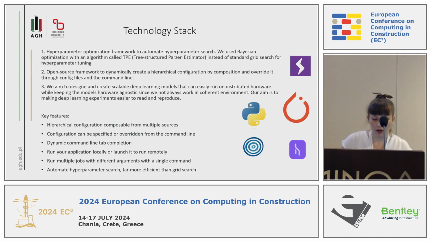And going to the technology stack, we use three main approaches. The first is a hyperparameter optimization framework to automate hyperparameter search, and this framework uses Bayesian optimization instead of standard grid search for hyperparameter tuning. The second thing is that we use an open source framework to dynamically create a hierarchical configuration by composition and override it through config files and the command line.